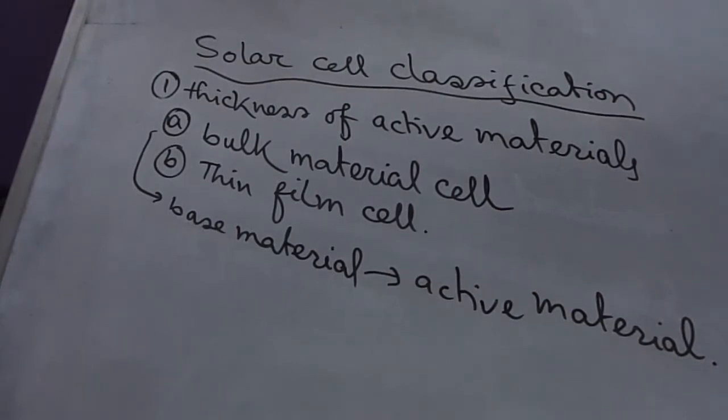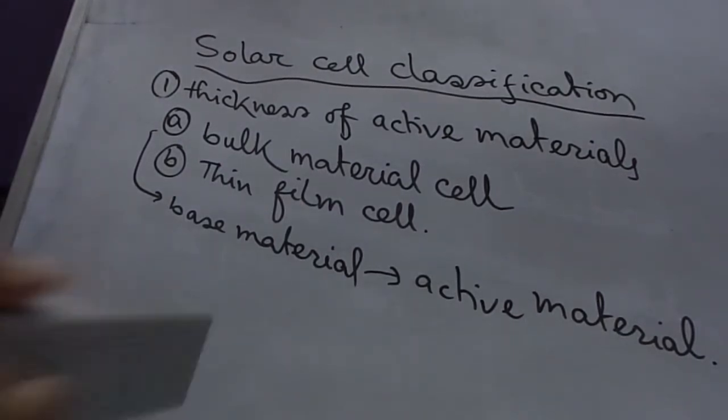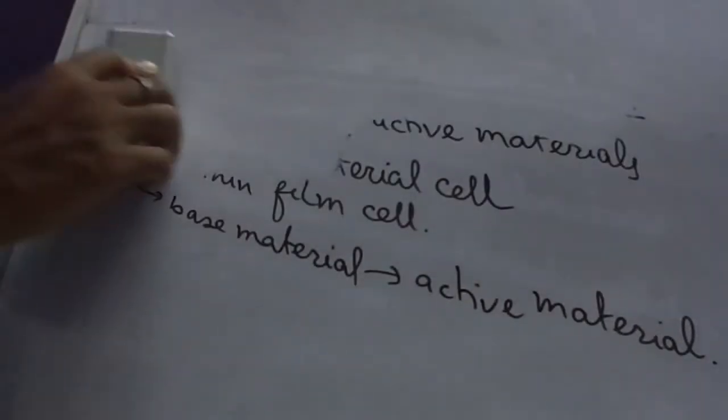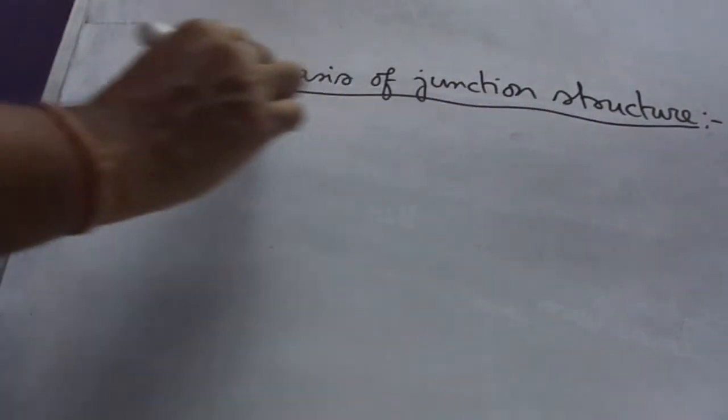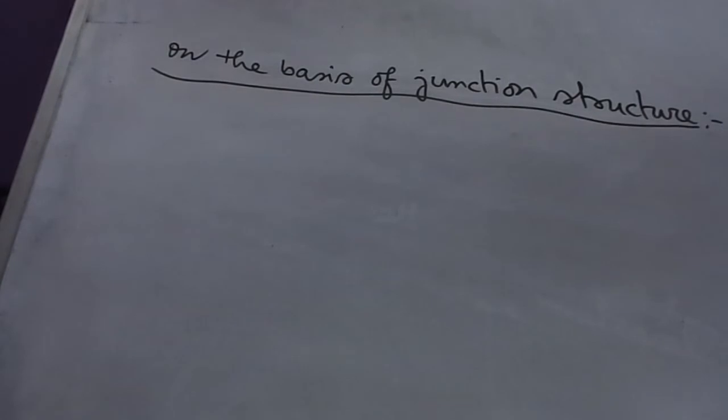Our next topic, the second parameter, is solar cell classification on the basis of junction structure.